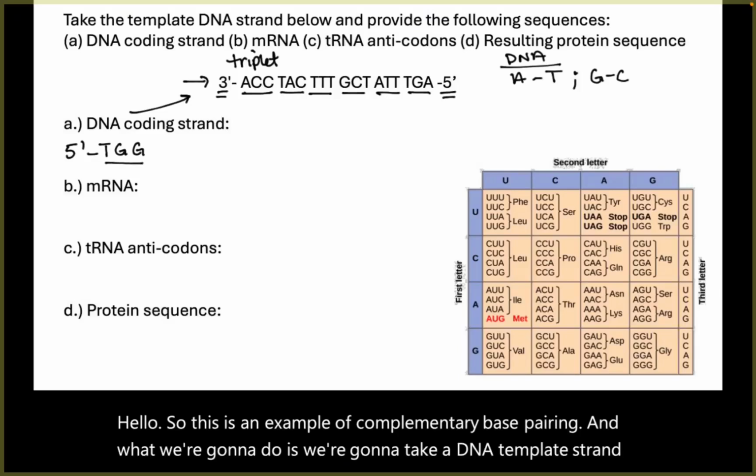Now from there, we're going to go to TAC. T is going to base pair with A, A will base pair with T, and C with G. Now we have three T's, so that means we have three A's. G, C, T will become C, G, A. A, T, T will become T, A, A. And then we have T, G, A, which will become A, C, T. And then we'll end with 3'.